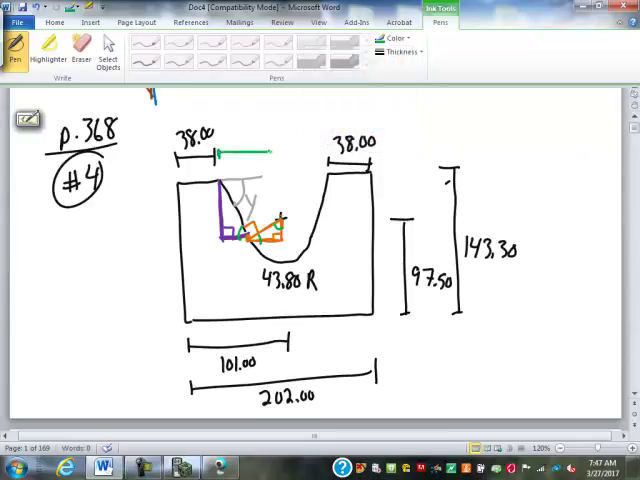From here to center is going to be how much? Well, 101 minus the 38 is going to be 63. I'm not going to put the decimal points after it. We know it's 63.00.